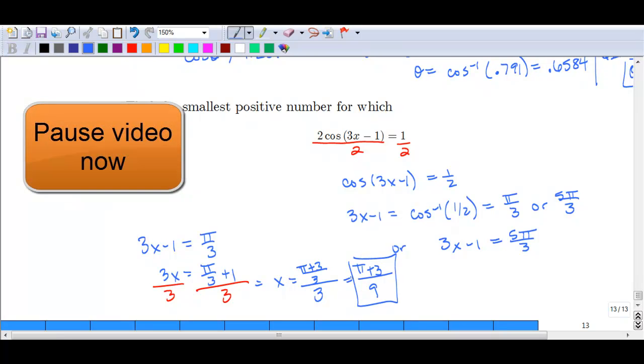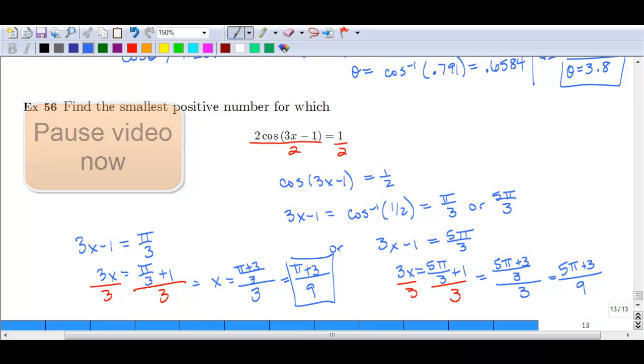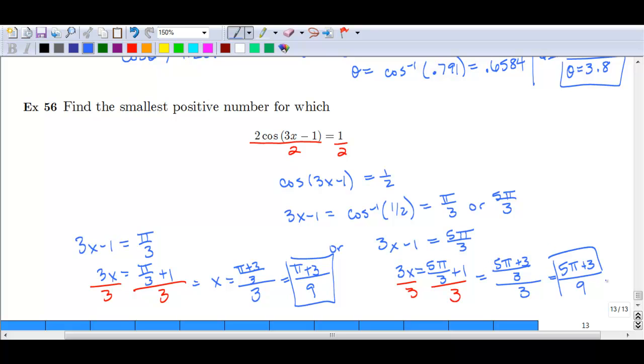I want you to pause the video here and see if you can solve the other equation. And so for this one, you should have ended up with x being 5 pi plus 3 over 9. So this concludes the video for section 13.5.